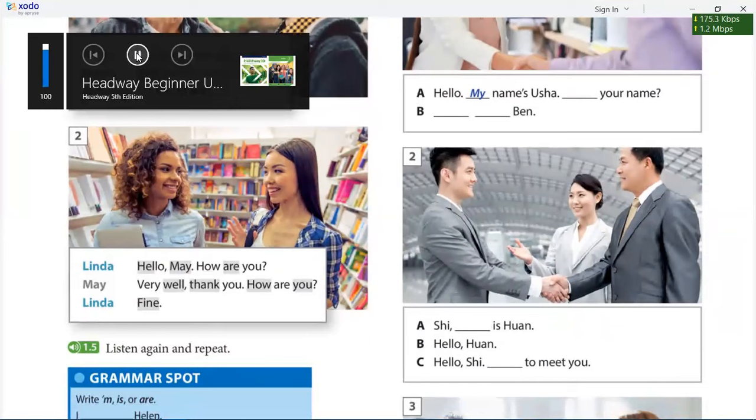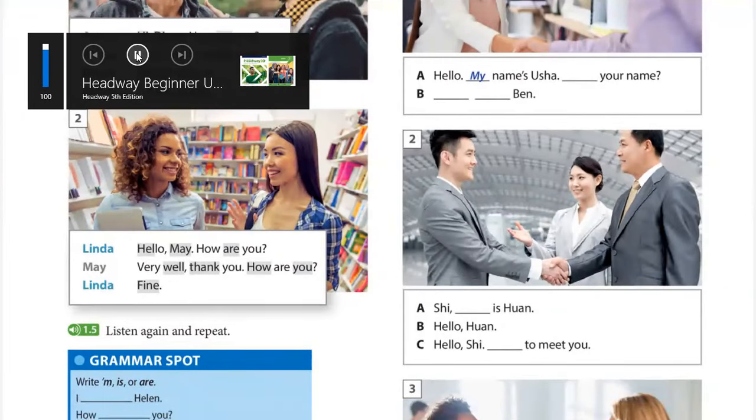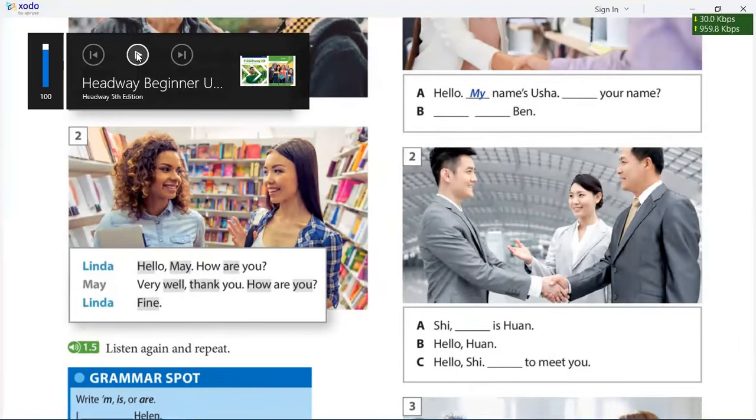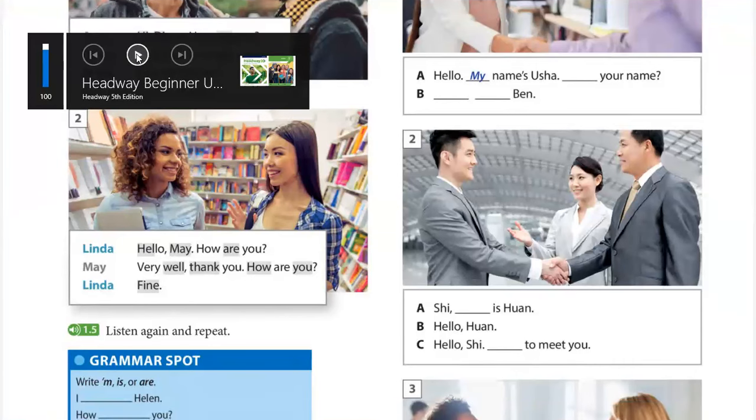Next, Khadija, picture number two. Two. Hello, May. How are you? Repeat. Your microphone is muted. Hello, May. How are you? Very well, thank you. How are you? Fine.